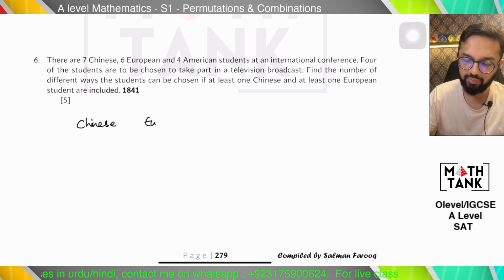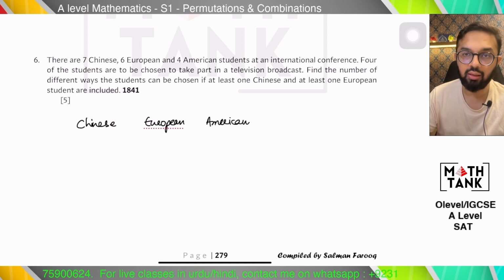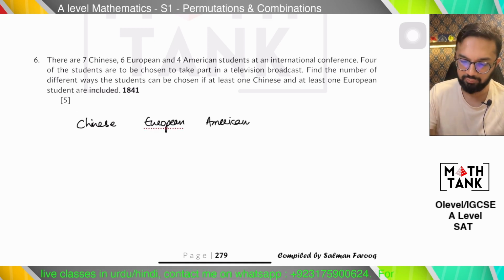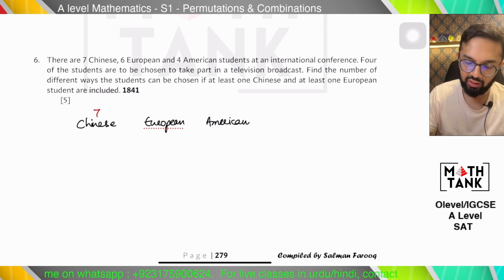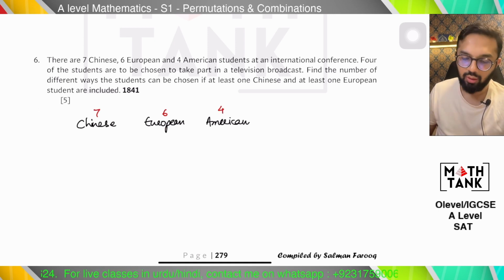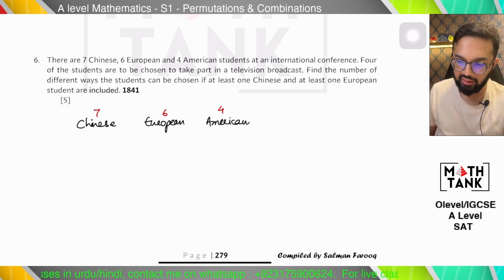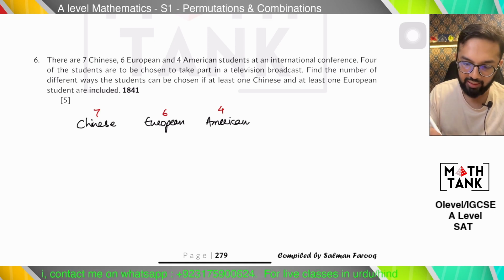Chinese, all of them have restrictions. European and American. Okay, seven Chinese, six Europeans, and four Americans. Let's talk about the cases at least one Chinese and at least one European. And I want to find the number of different ways the students can be selected.